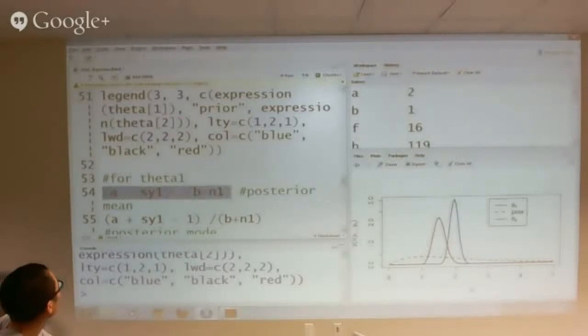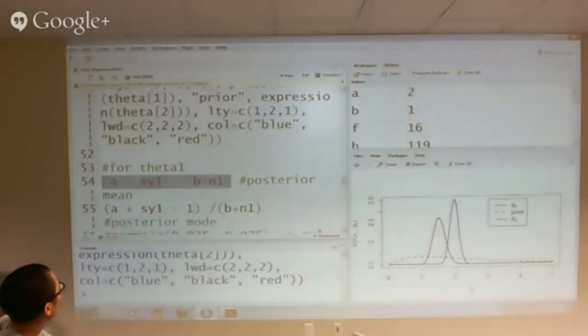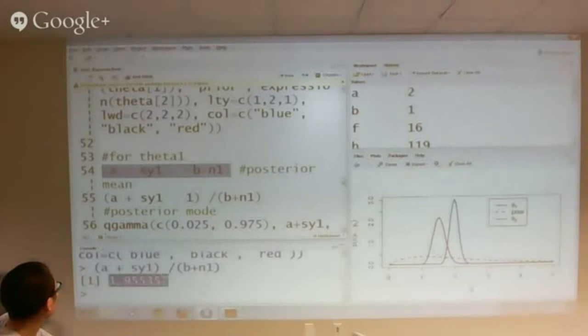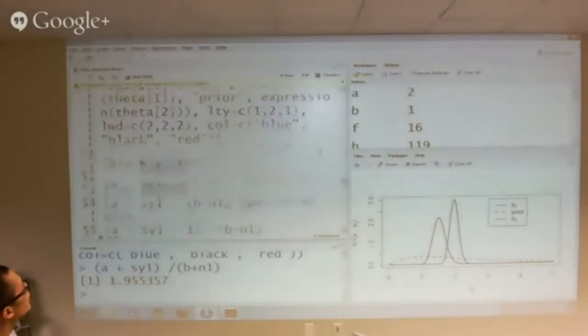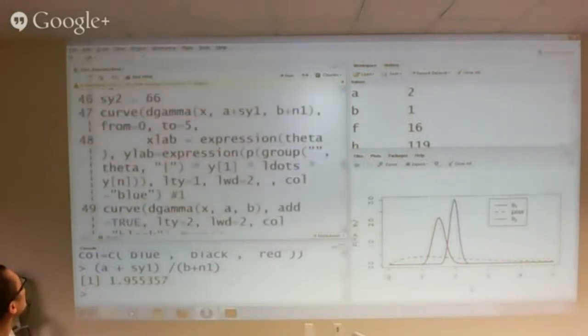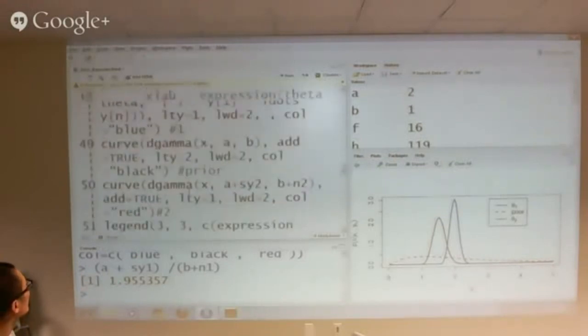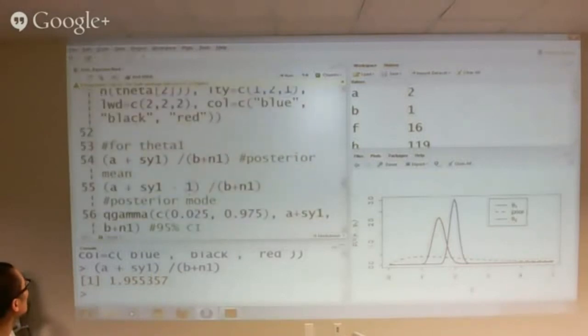So this is for theta 1. We're going to see the posterior. Oops, doesn't work. So first, previously for theta 1, we have the prior distribution with A equal to 2, B equal to 1. But after we've seen the data, it becomes 1.95 and 5357, right?